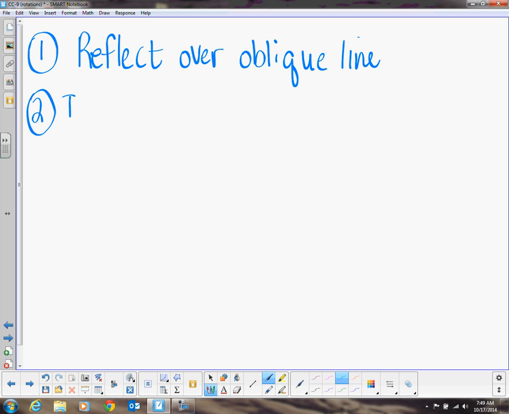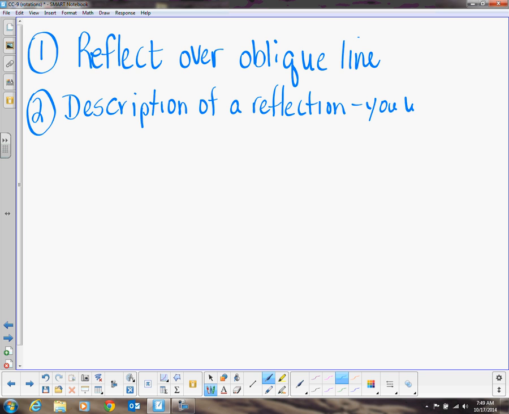Notation. I will give you a description of a reflection. It's all about reflections plus one translation. And you will write it using notation. I might do that on the rotation one too, using notation. All right, what's another one?